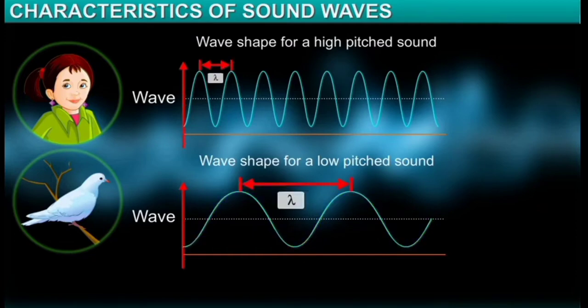The shorter the wavelength, the higher the frequency, and the higher the pitch of the sound. Simply put, short waves sound high. Long waves sound low.